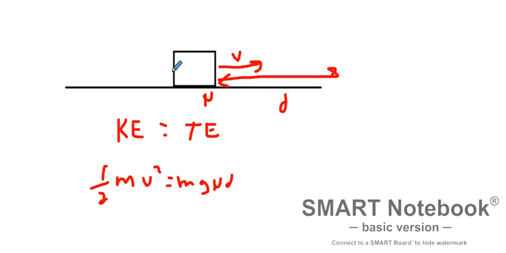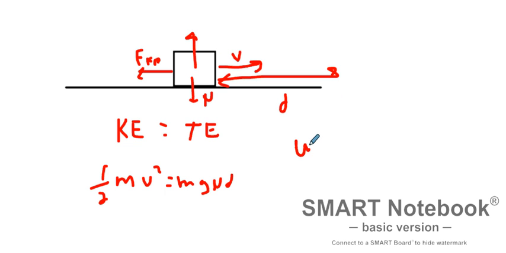Why would that be so? Well, this object is moving. We just have force friction going against it. There's no applied force. And of course, we have normal and gravity opposing each other. I'm not going to label those. We know those by now. So let's get back to our equation.